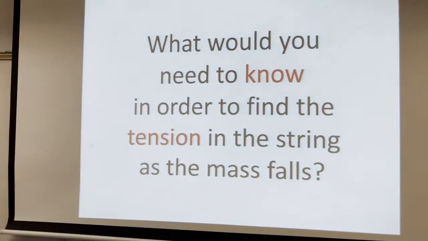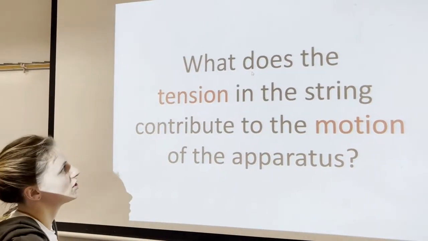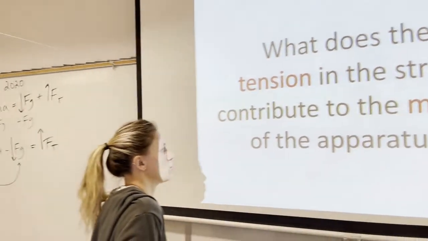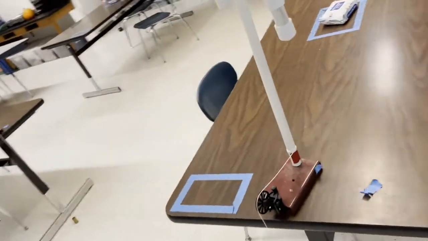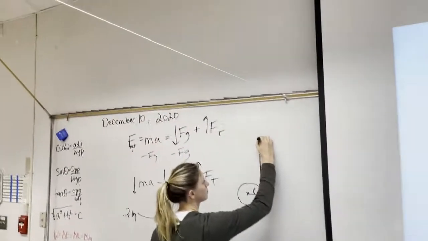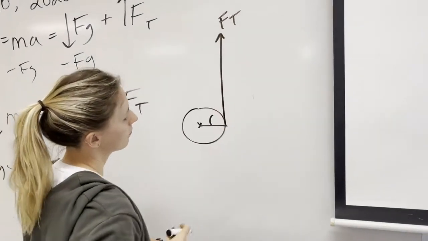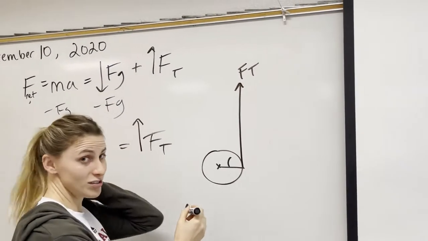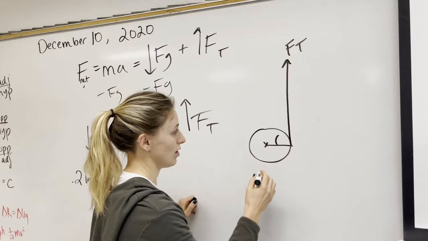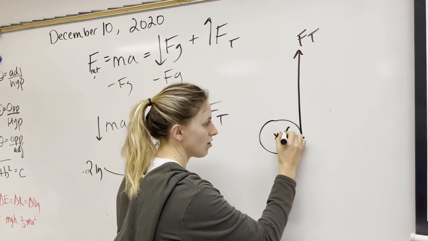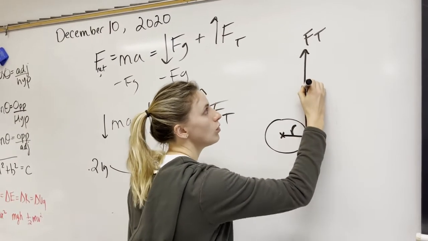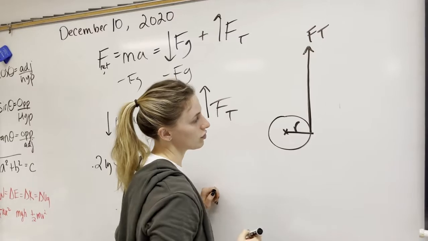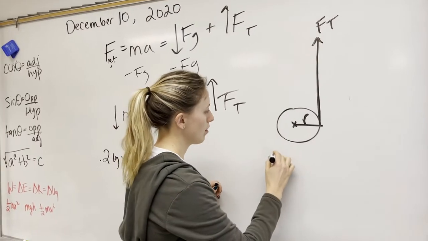Moving right along here. What does the force of tension in the string contribute to the motion of the apparatus? Well, the string pulls right here and makes it go around, like this. This looks a lot like the bicycle wheel question that we asked a while ago. We have this radius r, and the force of tension pulls. This is a tangential force right here, so it's a twisting force.